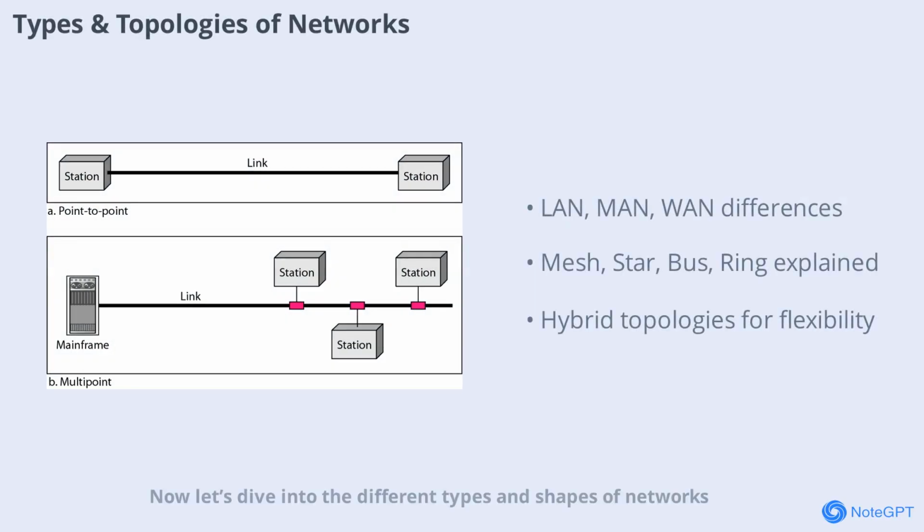Now let's dive into the different types and shapes of networks. Networks can be classified by size, like LANs, local area networks for small areas, MANs, metropolitan area networks for cities, and WANs, wide area networks that span countries or even continents. But networks also have different physical layouts known as topologies.